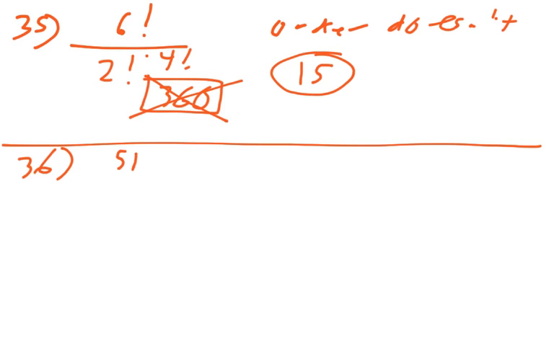In problem number 36, we have 5 remote control cars, and we have 4 friends that want to race them, and each car is different, so it does matter which friend gets which car. And we're going to divide by 1 factorial because there's one car that gets nothing. So 5 factorial divided by 1 factorial equals 120. And here order did matter, so order yes.